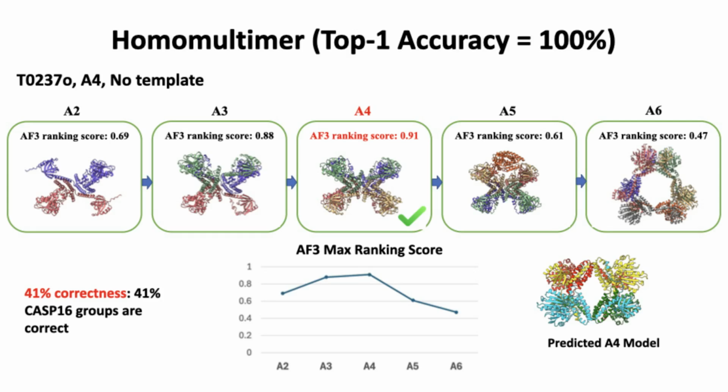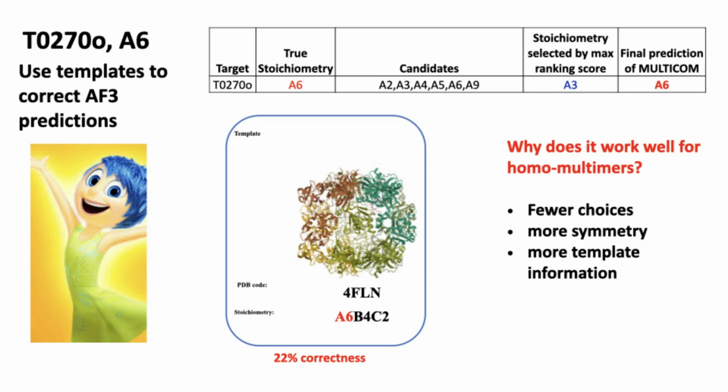So here's another one. For this target, the correct stoichiometry is A6, but AF3 actually predicted A3. We use template information. We find a template has A6 copies, so we predict A6, correctly predicted.